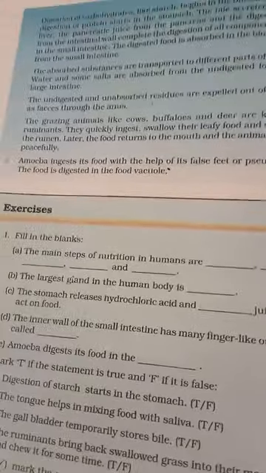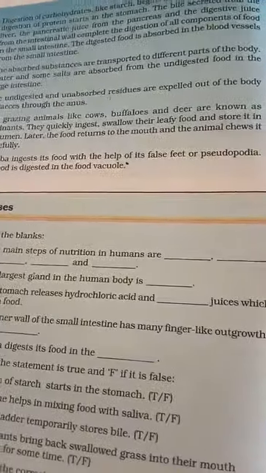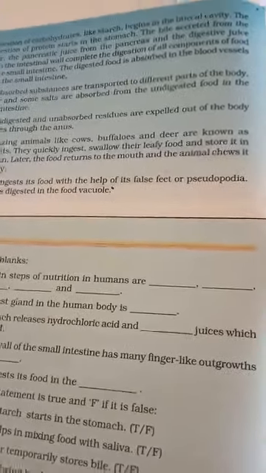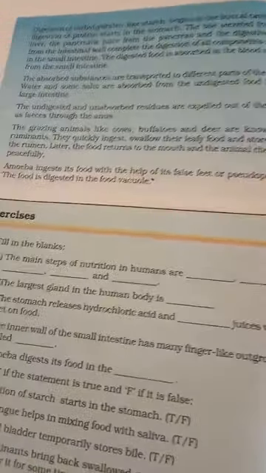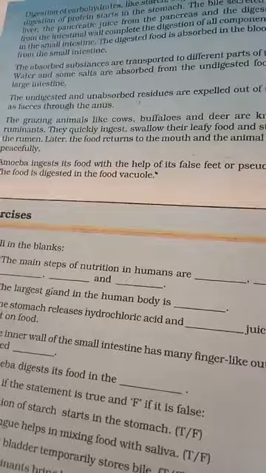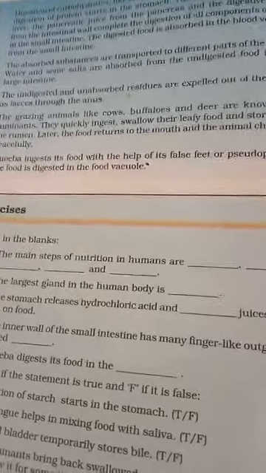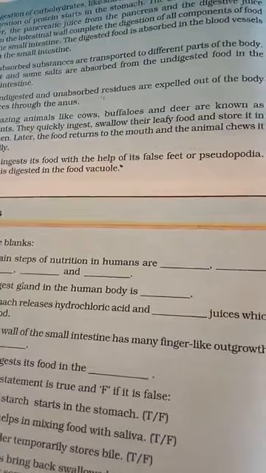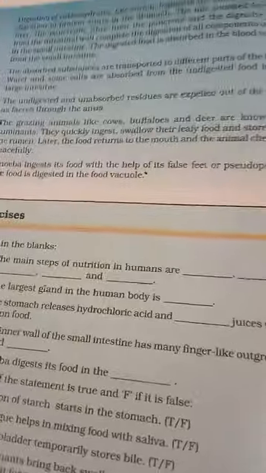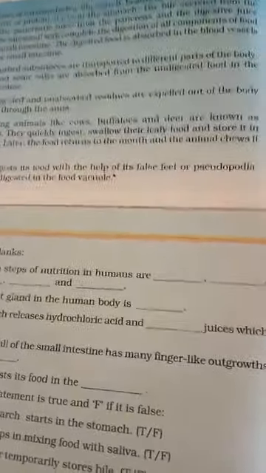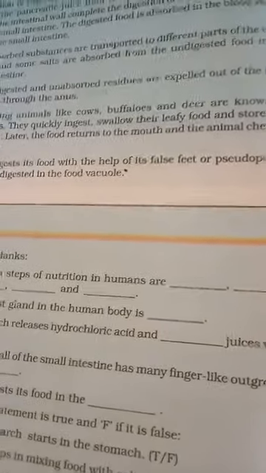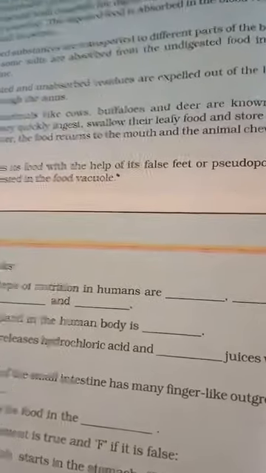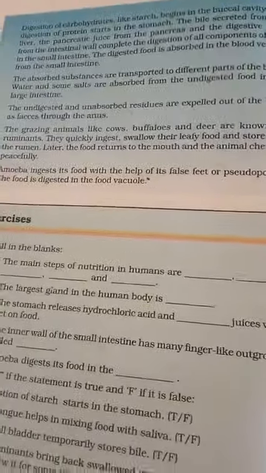These animals quickly ingest. The ingest means what? Intake. These animals quickly take in and swallow their leafy food and store it in the rumen. What is the main function of the rumen? To store the food. Later the food returns into the mouth and the animal chews and eats peacefully. So at first the animal eats very fast. Afterwards the grass or food item is returned to the mouth and the animal chews it peacefully.